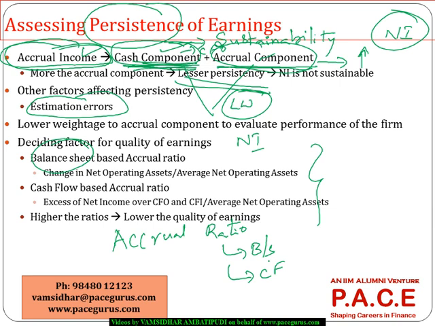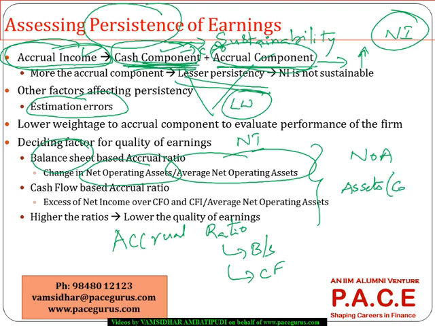Now let's take a balance sheet. The balance sheet mechanism says the change in net operating assets divided by average net operating assets. So how do I know what my net operating assets are? In the process of computing net operating assets, from the assets part of the balance sheet, only remove cash, keep all the other assets. And from the liabilities part, remove short-term and long-term debt, which are related to the financing part.